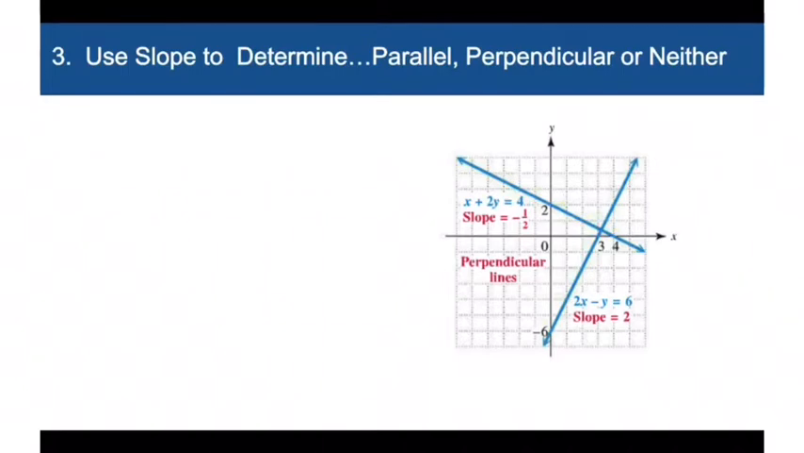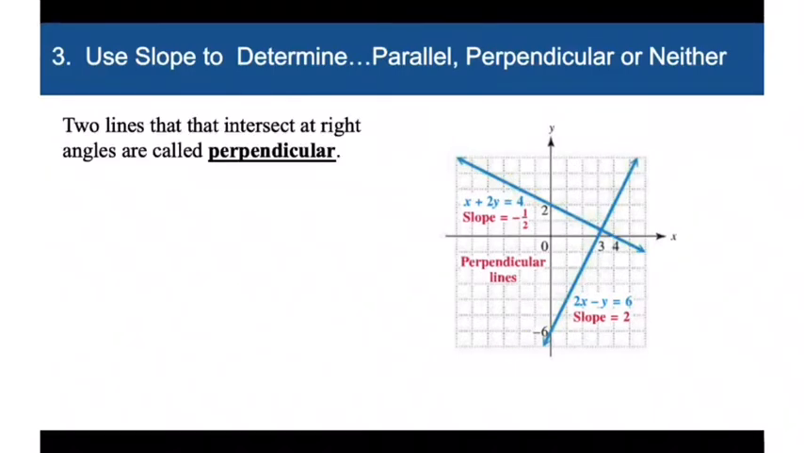In this last little section, all we're going to do is use the slope of a line to determine whether two lines are parallel, perpendicular, or neither. And here we have a graph of two lines that are intersecting at a right angle. And you probably already know that two lines that intersect at right angles are called perpendicular lines.